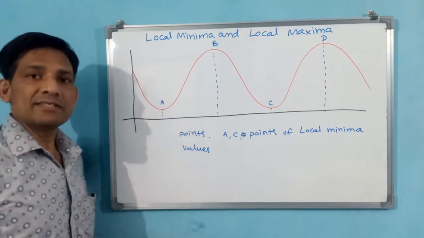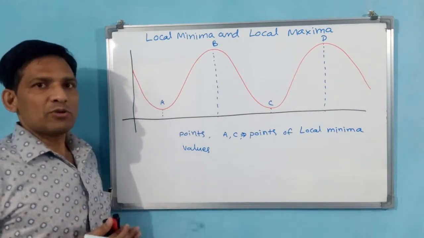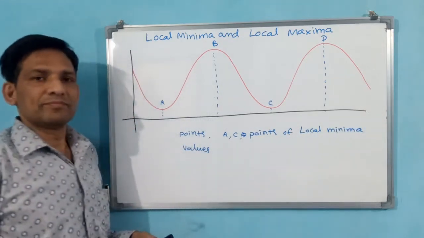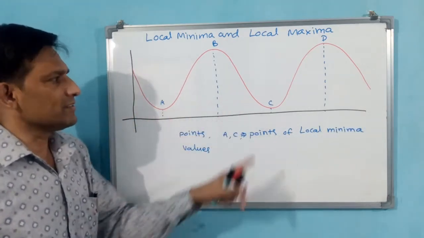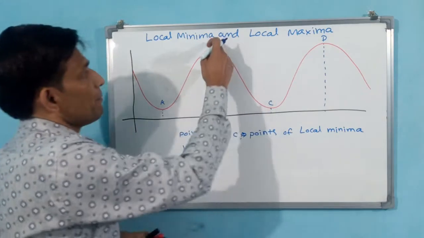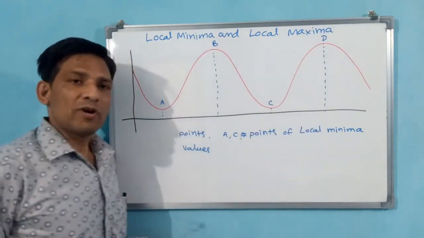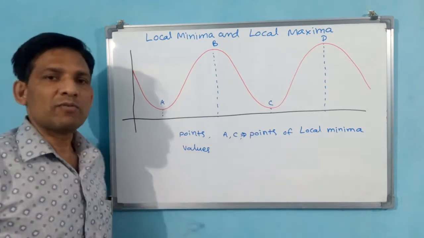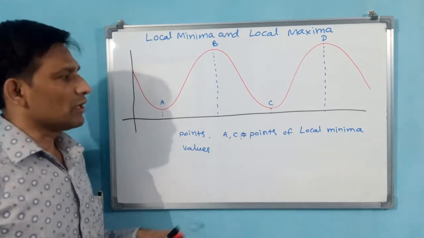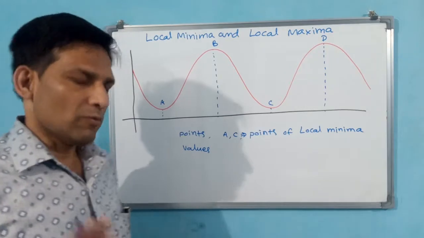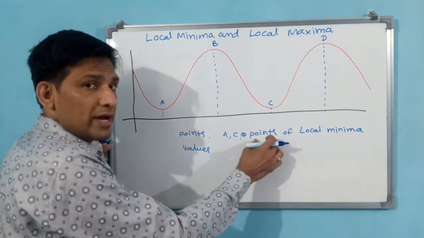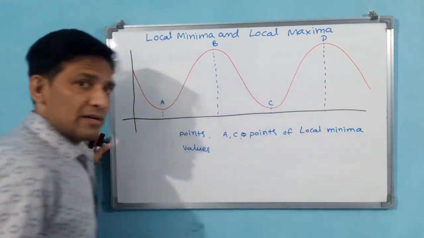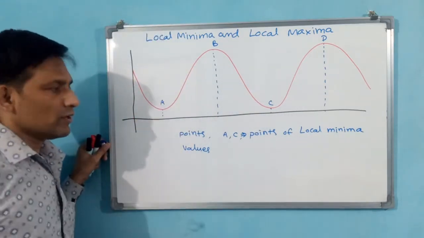That means A is a local minima. What is A? A is a coordinate in X. C is a coordinate in X, B is a coordinate in X, D is a coordinate in X. That is why points A and C are points of local minima. Whether you write the word points or not doesn't matter, but if you write local minima, it is an X coordinate.